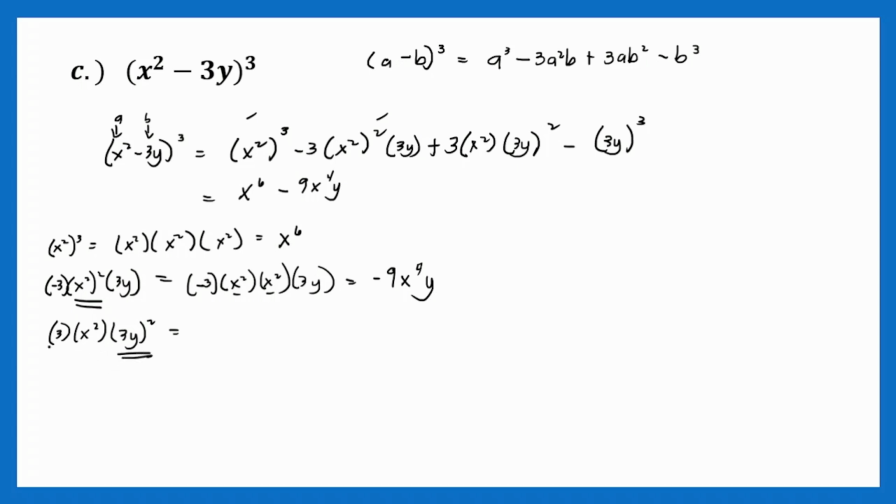Okay? Ayan. So, eto muna kasi naka-squared yung labas niya, pahabain natin muna. So, 3 times x squared. Yung 3y, dalawang beses. So, 3y times 3y. Okay? So, sana nagigets yun.